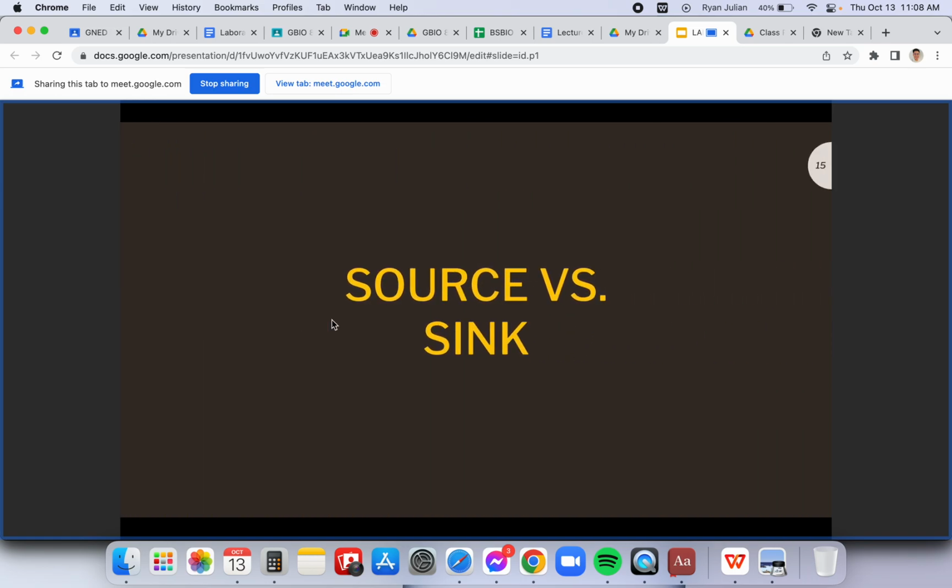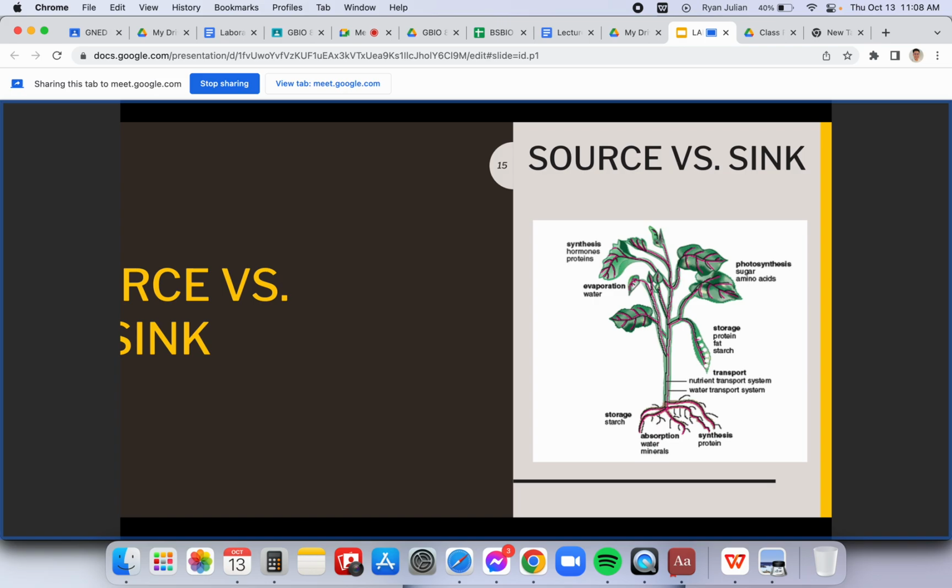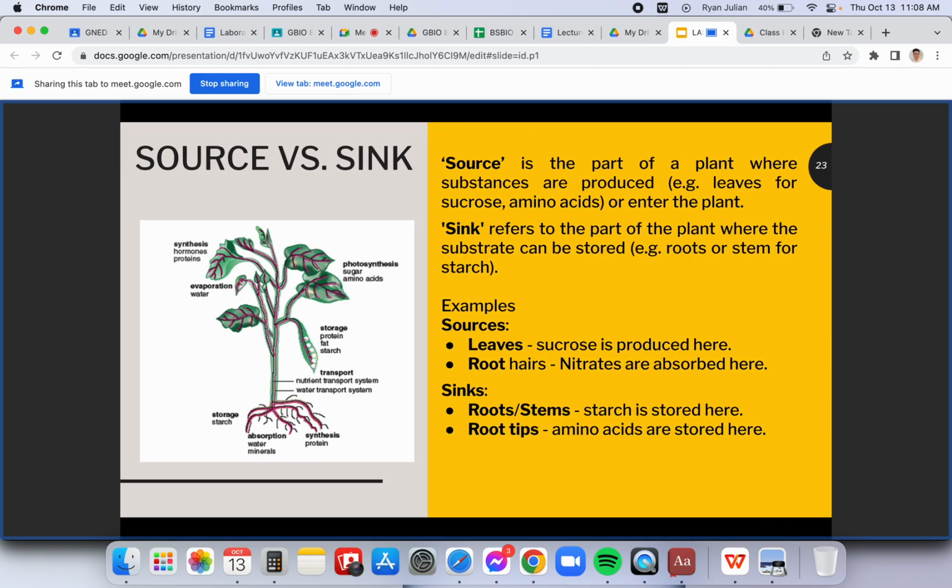Proceeding to our next slide, let's talk about the major differences between source versus sink. The former is the part of a plant where substances are produced. These parts include the leaves, where sucrose and amino acids enter the plant. And as for the latter, which is the sink, it refers to the part of the plant where the substrate can be stored, in the case of roots or stem for starch. I hope that is clear.